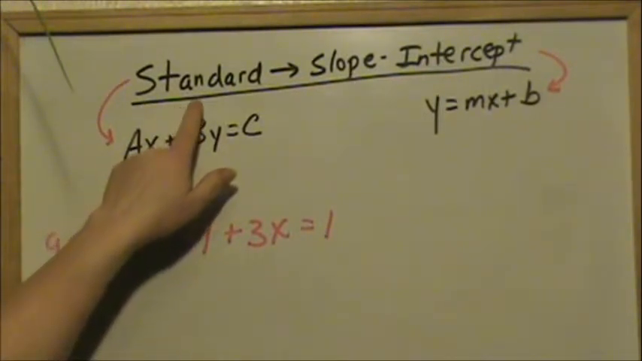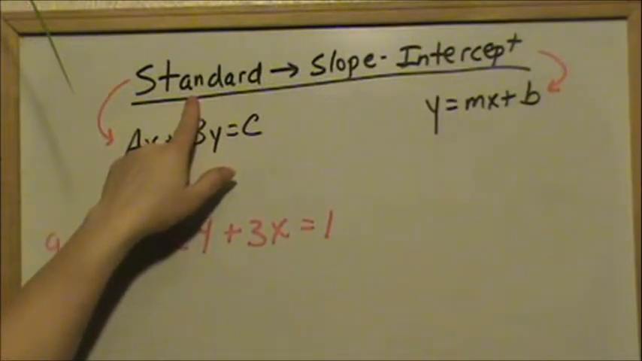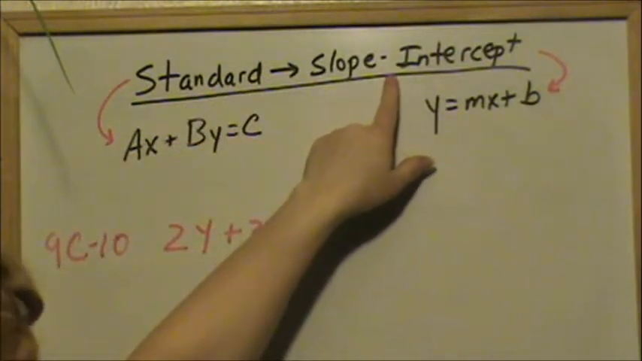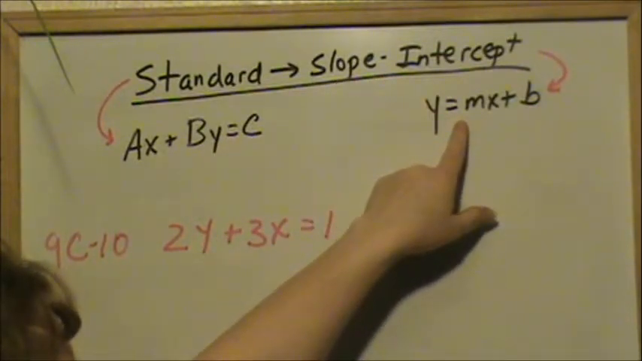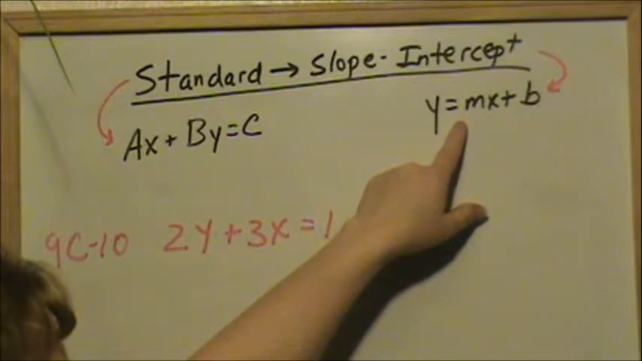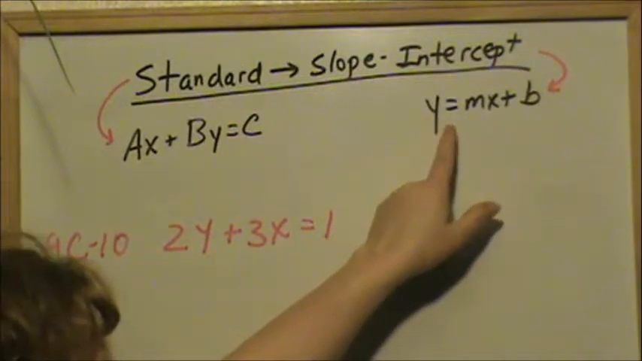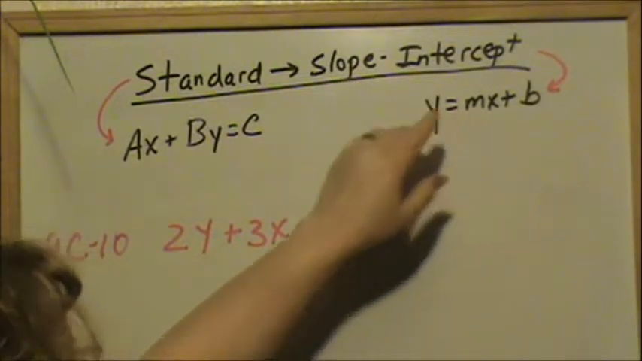Today we're going to be going from a standard form of a line to slope-intercept form of a line. As a reminder, y equals mx plus b is slope-intercept form. Y on one side, everything else on the other side.